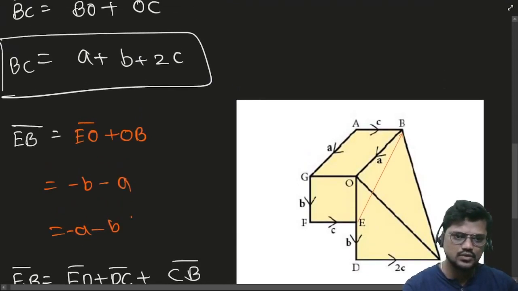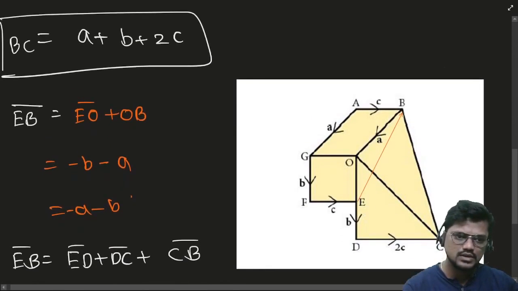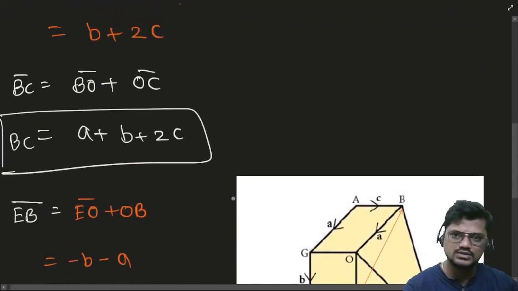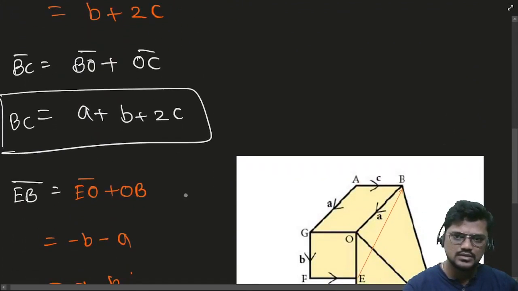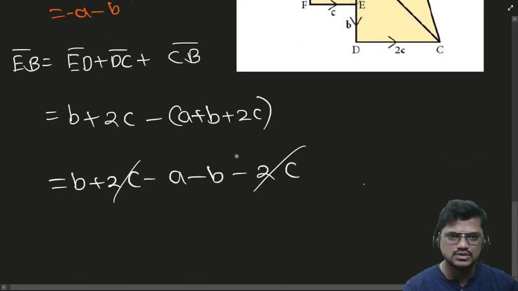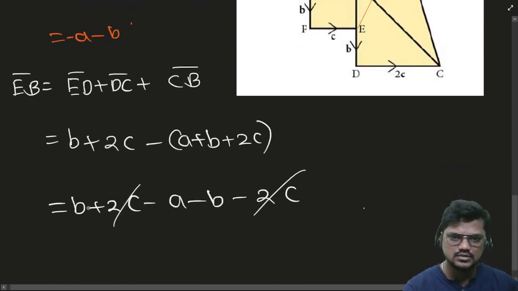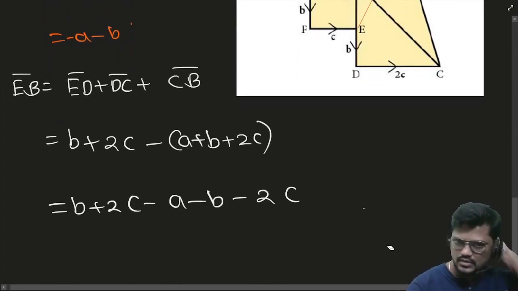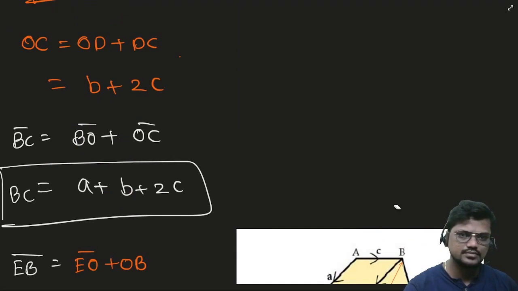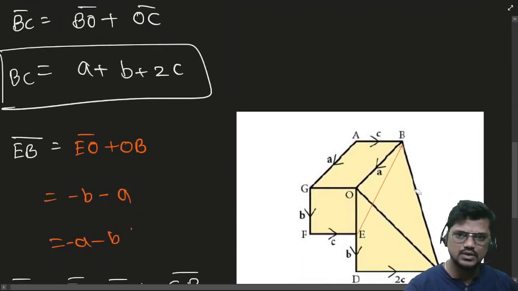EB we are finding, right? EO plus OB. ED is B. DC is 2C. And CB. What is CB? Vector BC is A plus B plus 2C. Say, no, there is something wrong in it. Wait. We should get the same answer in both ways. Minus A minus B minus 2C. Fine, the value of BC is fine.